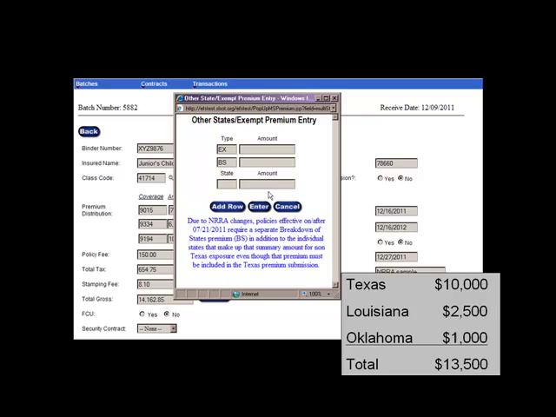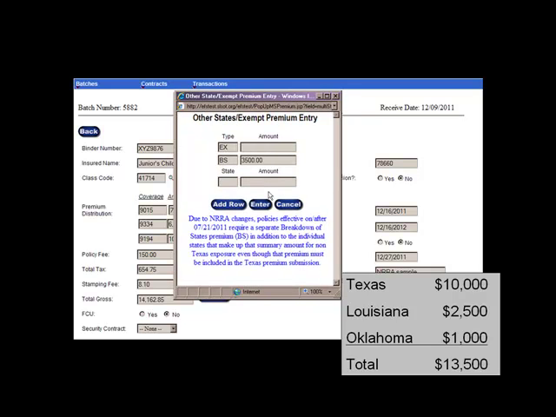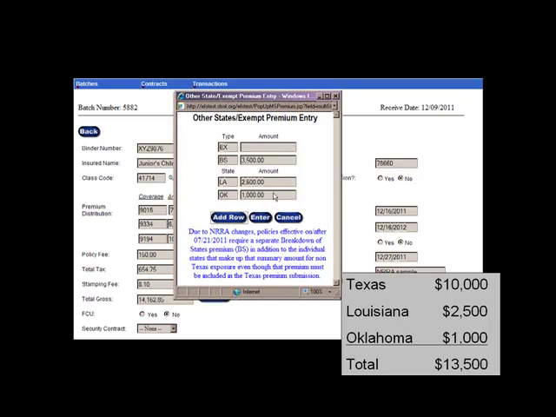As indicated in this reminder message, you will enter the $3,500 for the breakdown of states summary, or BS code, and then the state code for Louisiana as LA for $2,500 in premium, and the state code for Oklahoma as OK for $1,000 in premium. From here, you should click the blue Enter button and proceed with your entry. With the NRRA changes, there has been no change in the procedure for entering policy securities.